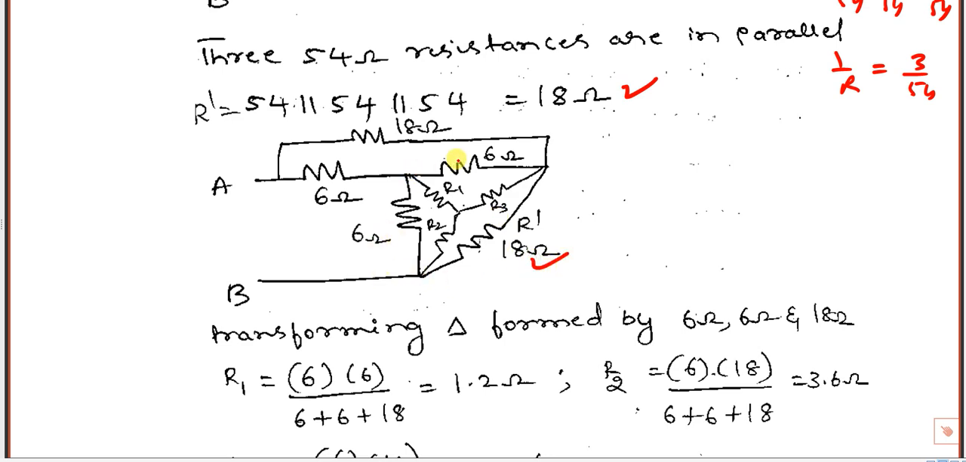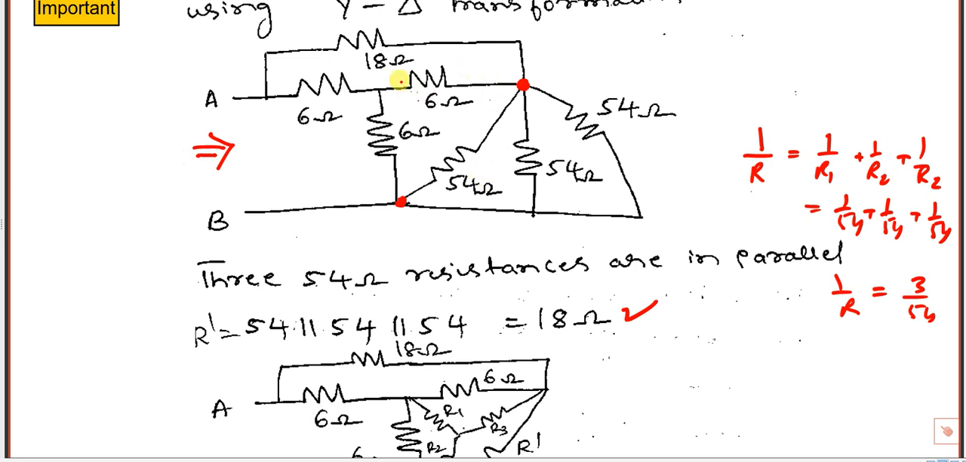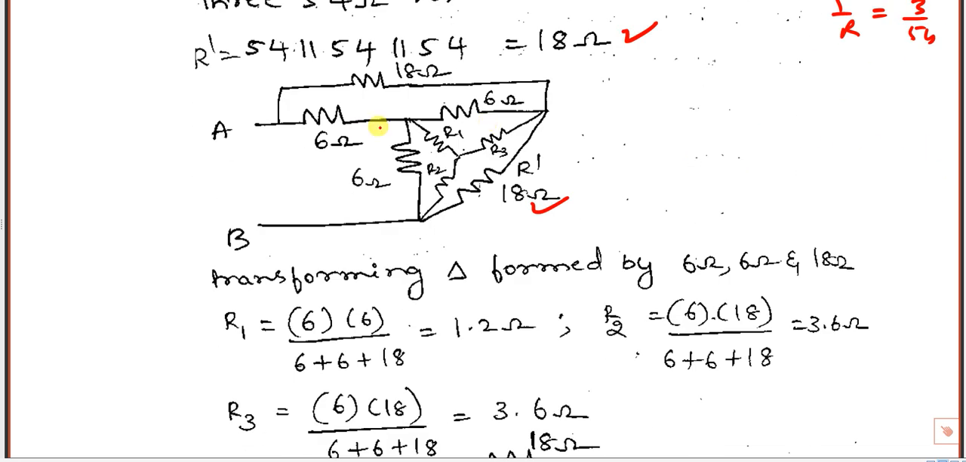Now we have the outer delta. What is the delta here? This 6, this 6, and here the equivalent we wrote, 18 ohms. Those three you have to consider. I will write here 6, this 6, and 18. This is actually in the form of a delta, so you have to convert it in order to simplify, because I cannot take this parallel with these two.